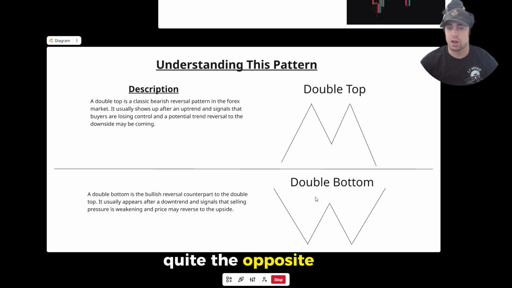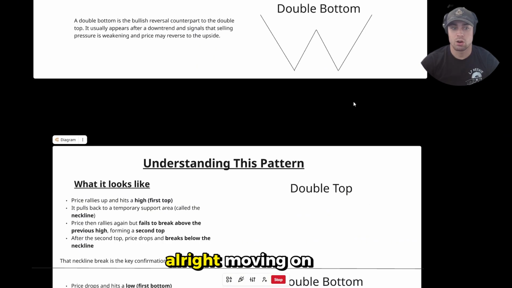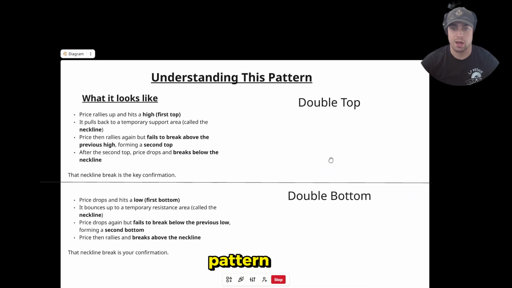And then it's quite the opposite for a double bottom. So a double bottom is the bullish reversal counterpart to the double top. It usually appears after a downtrend and signals that selling pressure is weakening and price may reverse to the upside. So just the opposite, we have downward movement. Our first bottom forms, comes up, creates this neckline, and then the second bottom forms, and then we continue, we reverse with the upside.